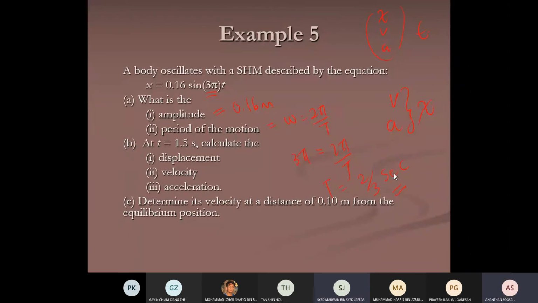Isn't it 3 over 2? Sorry, what I mean, 3 over 2, sorry. 3 over 2 seconds. That's T, it needs to be f. Yeah, but they want the period, right? Yes, oh, period. Okay. But frequency also, yes.